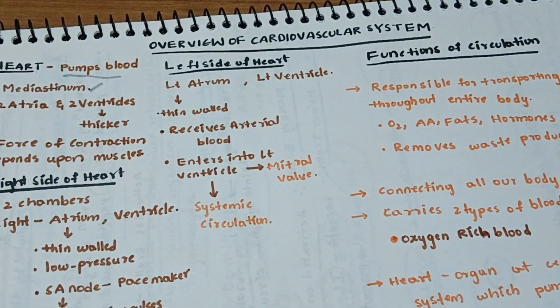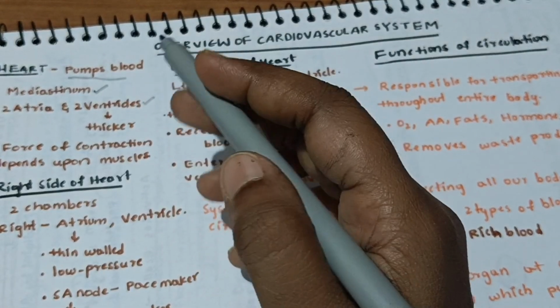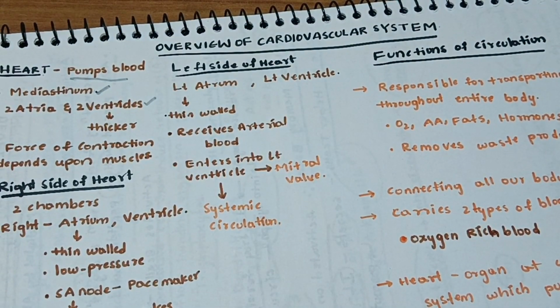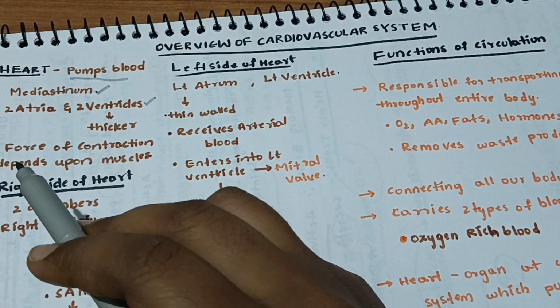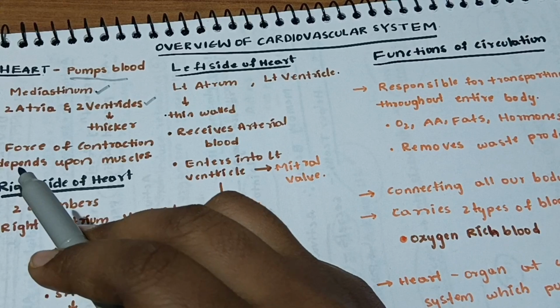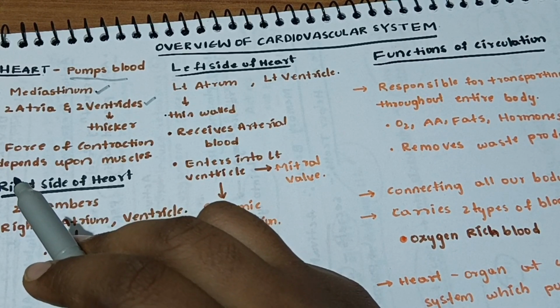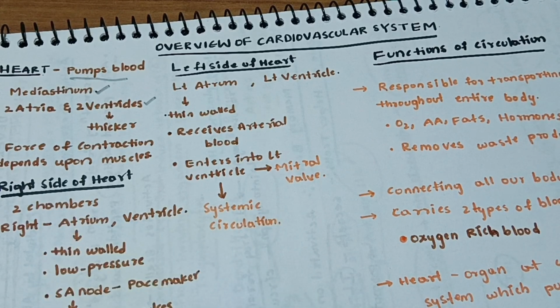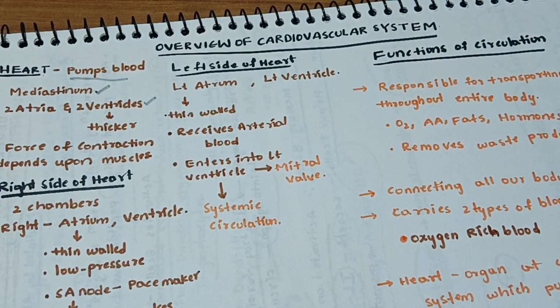So the heart contains two atria and two ventricles. Yes, it is a four chambered organ containing two atria and two ventricles, whereas the ventricles are thick muscle. The composition of the ventricle has very thick muscle compared to the atria. So these muscles are involved in the force of contraction. The force of contraction of the heart muscles depends on these atrial and ventricular fibers.